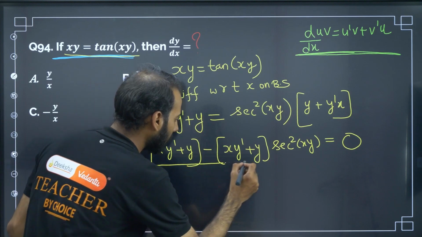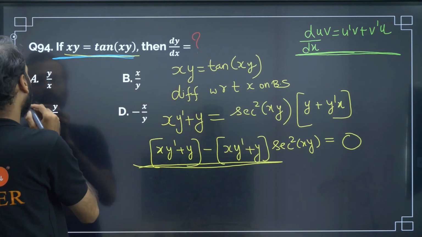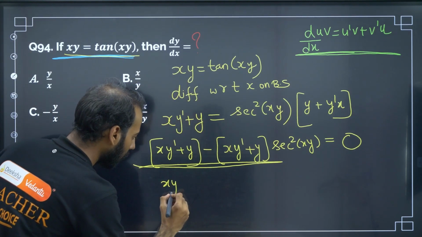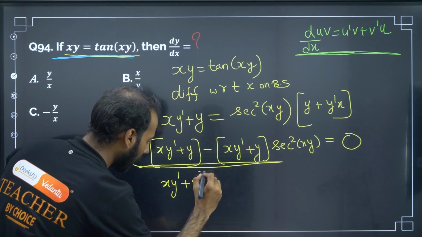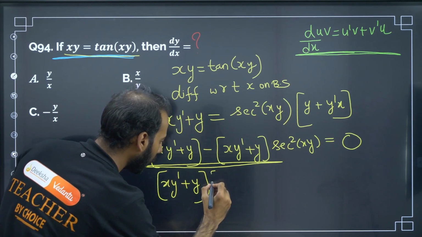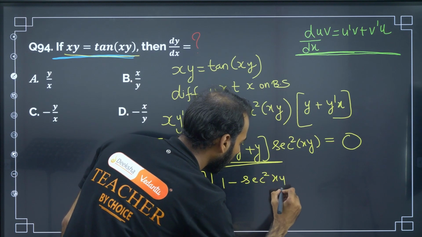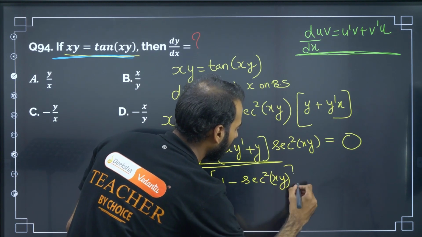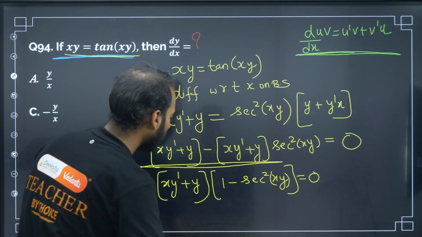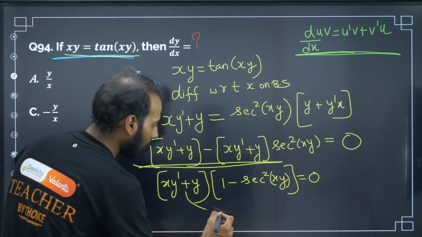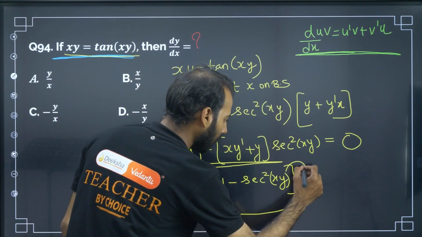Now I will take this term common from both. So I am left with (xy' + y), and if I am taking it common, here I am left with 1 minus sec²(xy), which is equal to 0. That means what? Either this is equal to 0 or this is equal to 0.